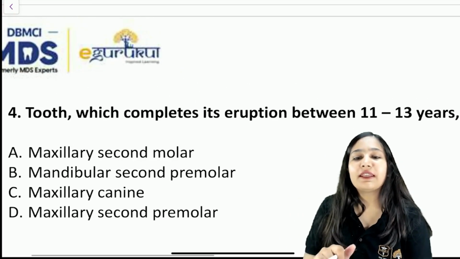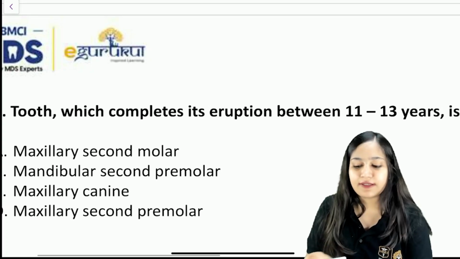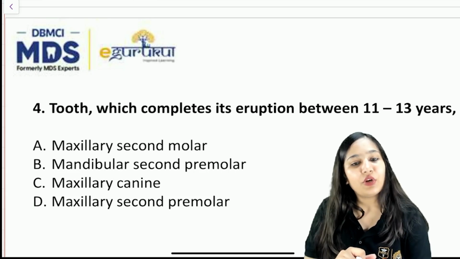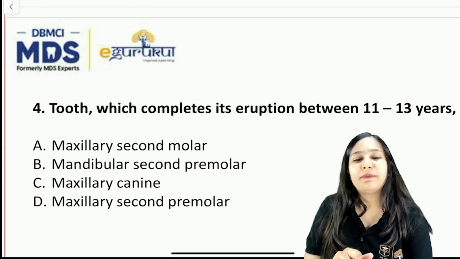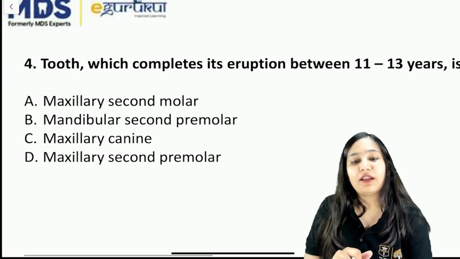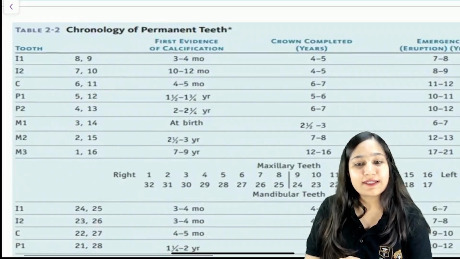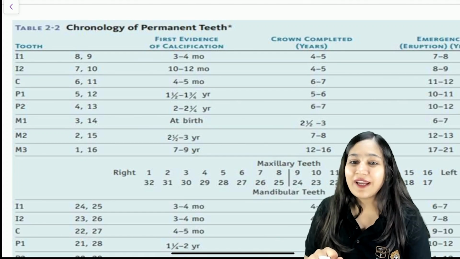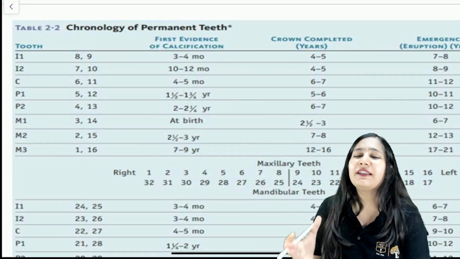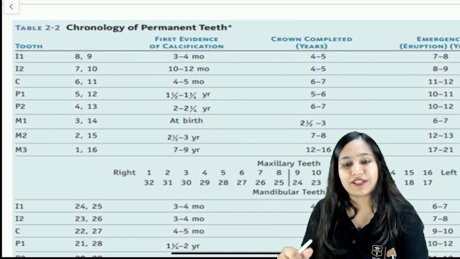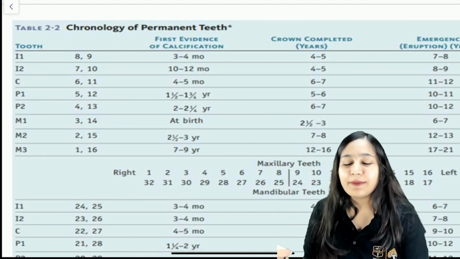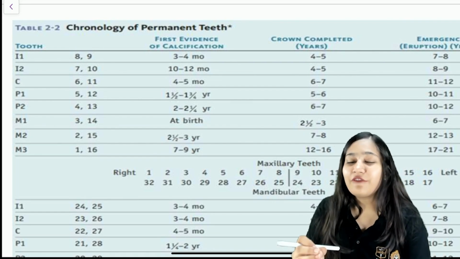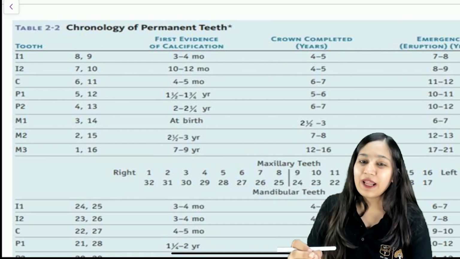Which tooth completes its eruption between 11 to 13 years? Is it maxillary second molar? Is it mandibular second premolar? Is it maxillary canine? Or is it maxillary second premolar? For this, you should be thorough with this table. We have discussed in many discussions, right? You definitely get a question from chronology. So you should be thorough with this table, which is given in Wheeler's for the eruption timing of permanent teeth as well as primary teeth.